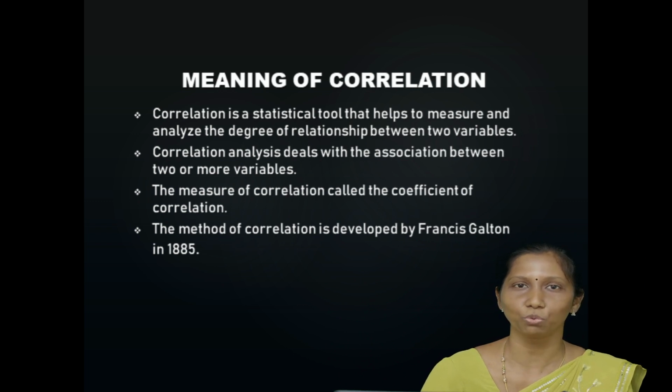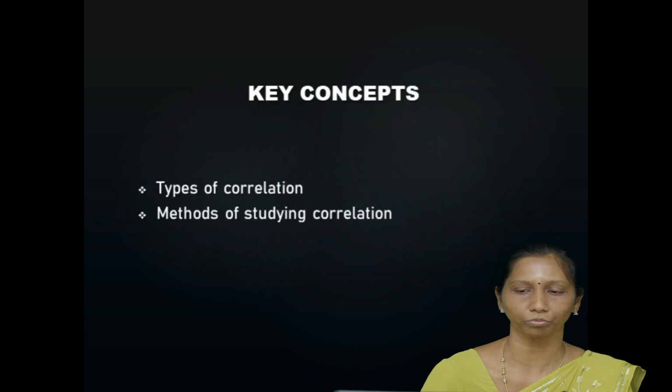The symbol used for the correlation relationship is R. The measurement of correlation is called the coefficient of correlation. This method was found by Francis Galton in 1885. These are the two main concepts in correlation. The first concept is types of correlation, and the second is the methods of studying correlation.